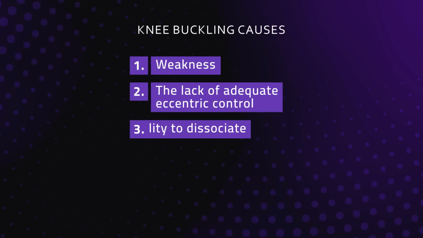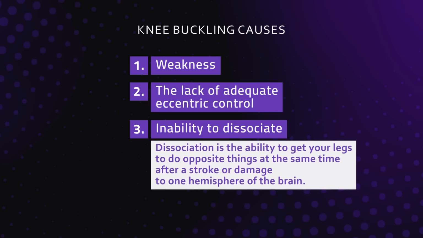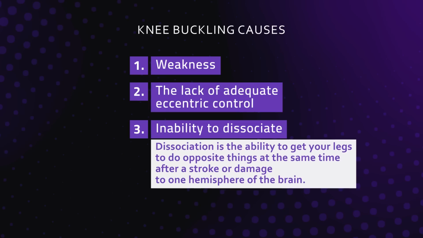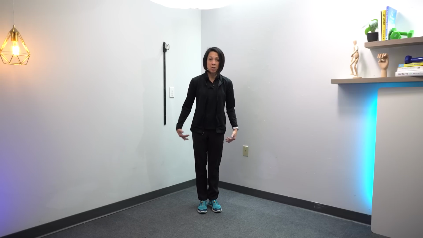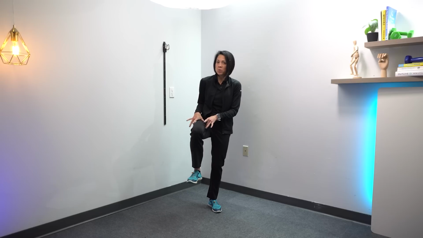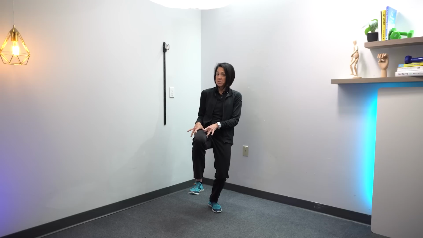And then the other one is the inability to dissociate. Now I'm going to breeze through this a little bit. Again, if this is the first video you're seeing in this series, go back and watch the previous video where I talked extensively on dissociation. But briefly, dissociation is the ability to get your legs to do opposite things at the same time. After a stroke or damage to one hemisphere of the brain, sometimes you lose this ability and both legs want to do the same thing at the same time. So either they both want to flex at the same time or they both want to stay straight at the same time. That means when you do one motion with one leg, the other leg is going to want to do the same thing.